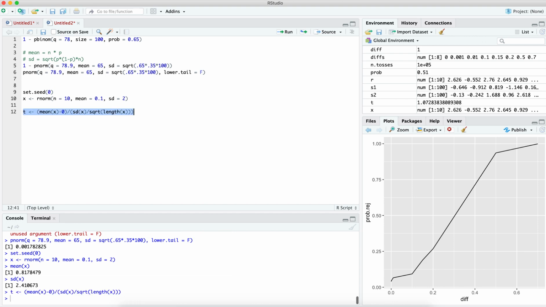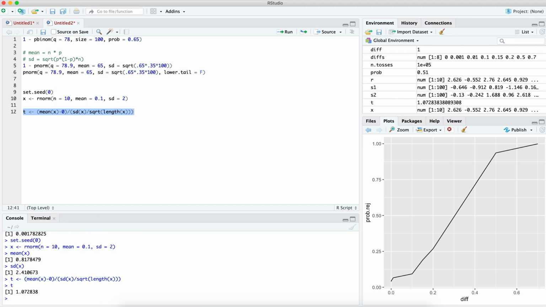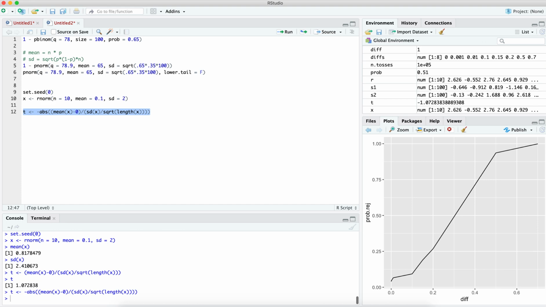Okay, so that's the t. So we can look at what the t is. Here it happened to be positive. Now, to be sure, we can take the absolute value of that and then put a minus in front of the absolute value, so that we are sure it's the negative version of the t, right? So if it were 1.07 before, it would be 1.07 now.